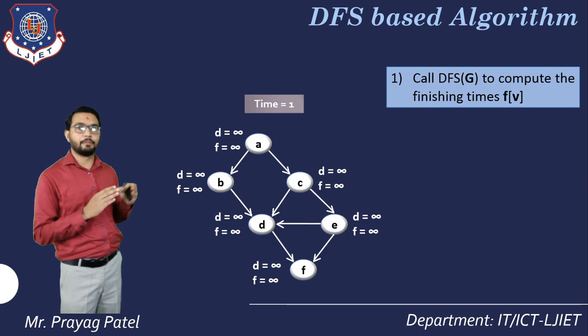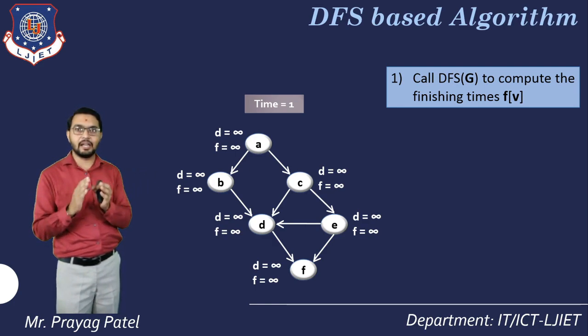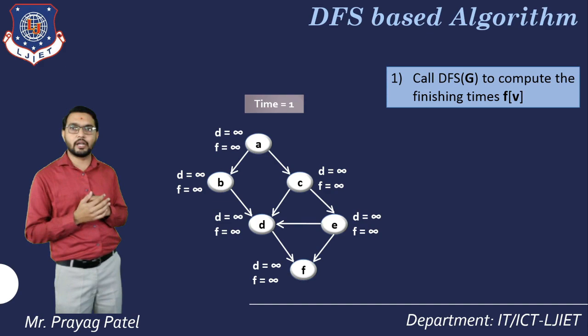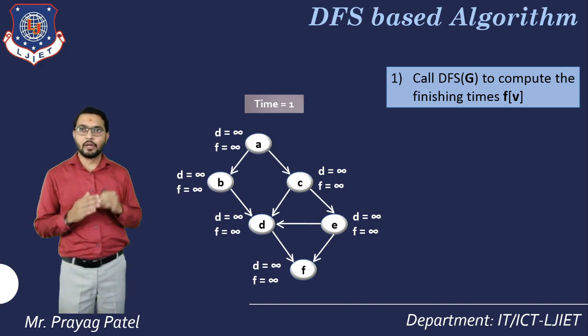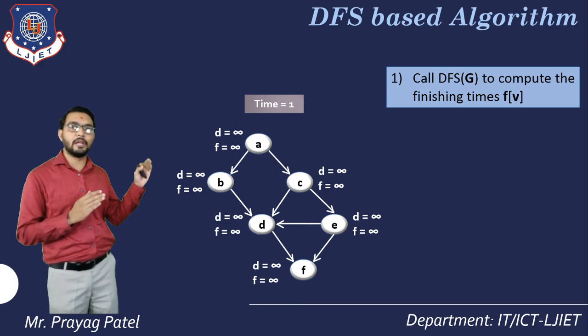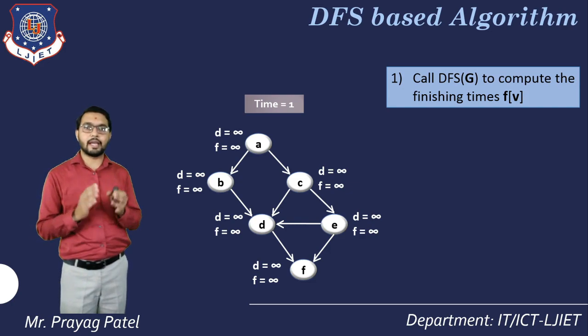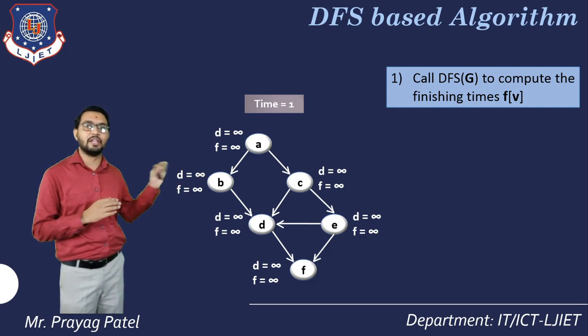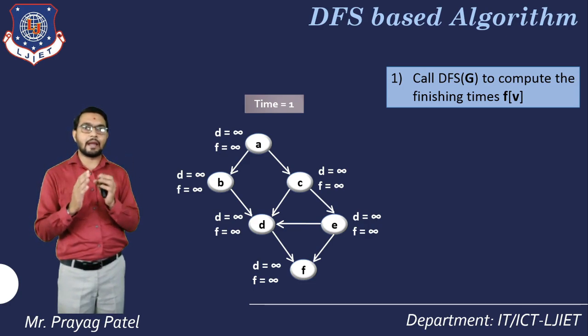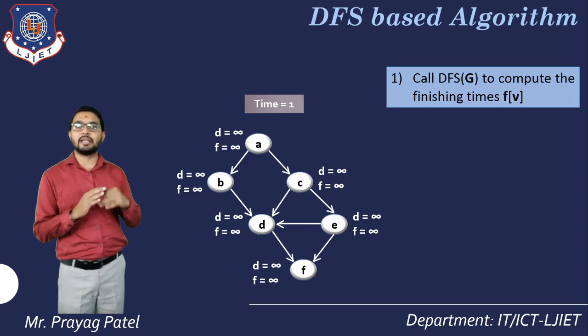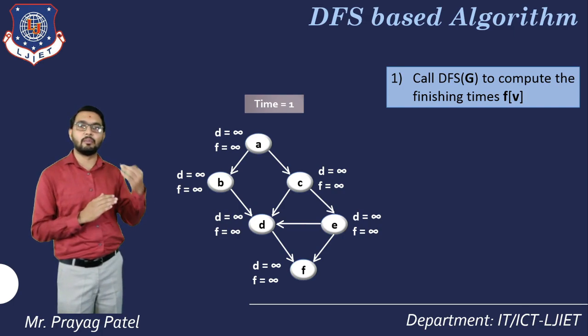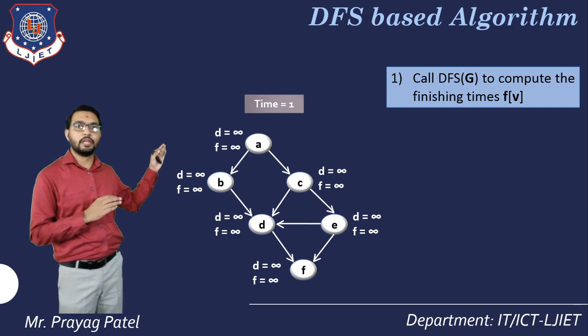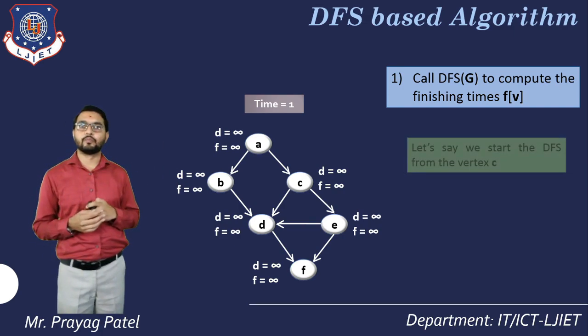Now consider the initial value of the starting time and finishing time of each and every node. Here, two components are there, D and F. D means starting time and F means finishing time. The starting time and finishing time for each node are initially infinity. Now consider the time variable. The time variable is initially 0, then we increment it by 1. So initially we can consider time equal to 1.